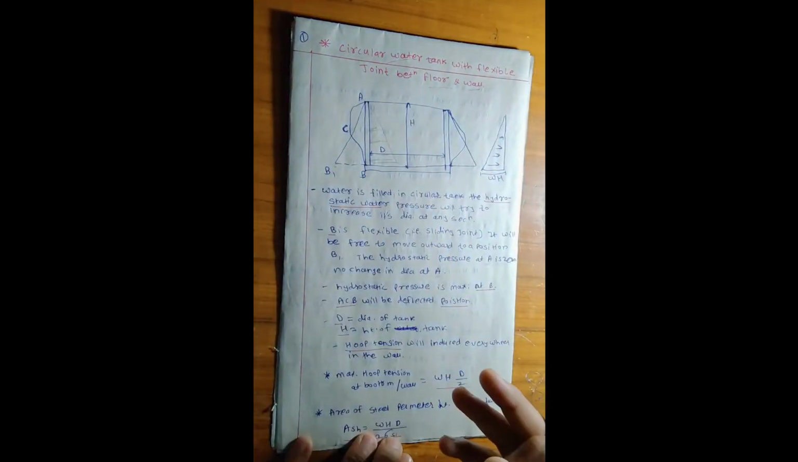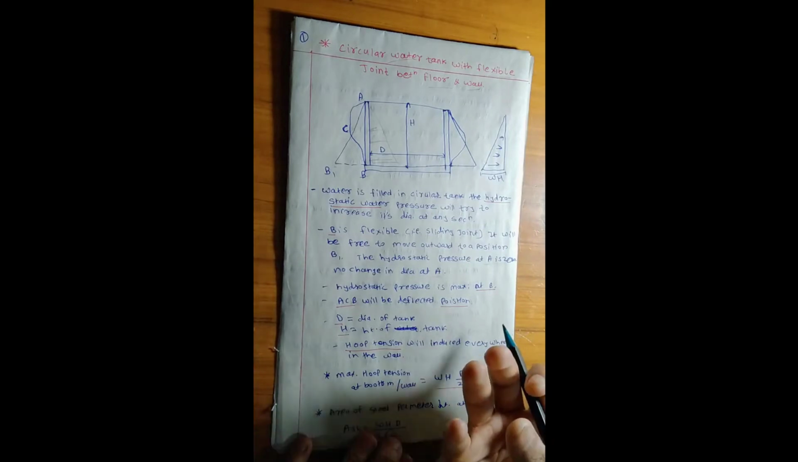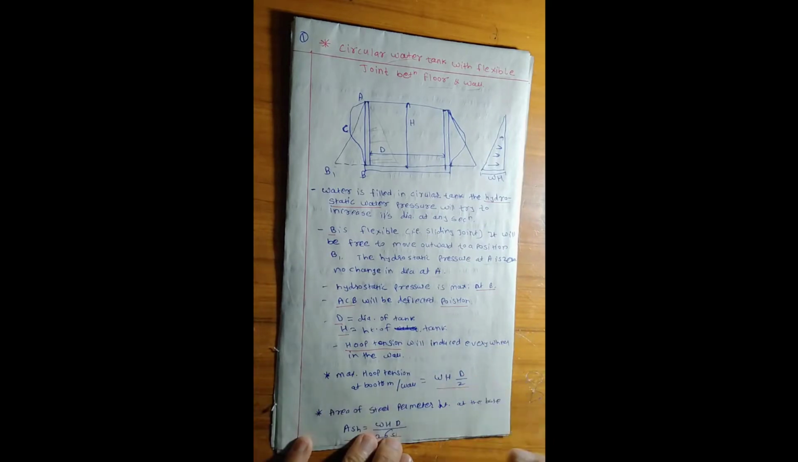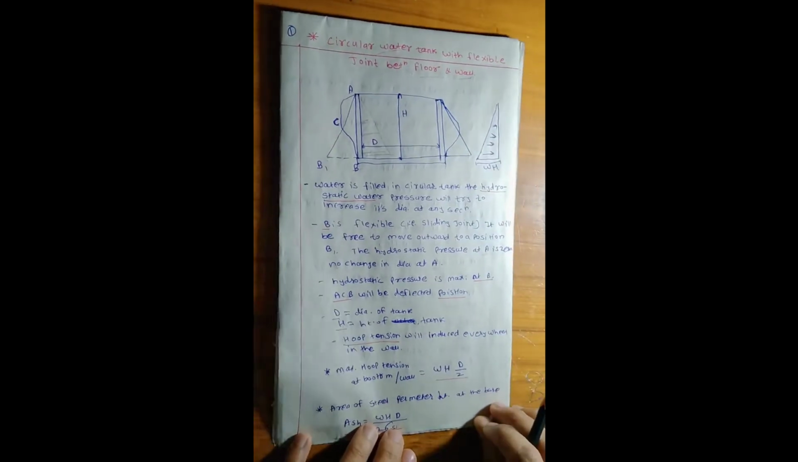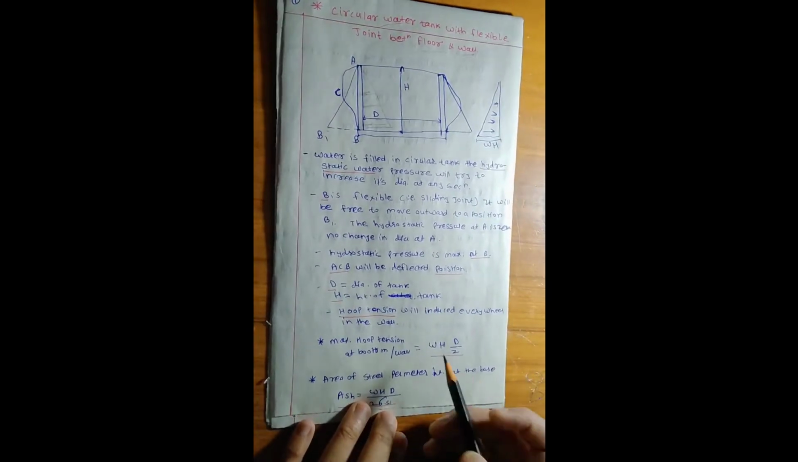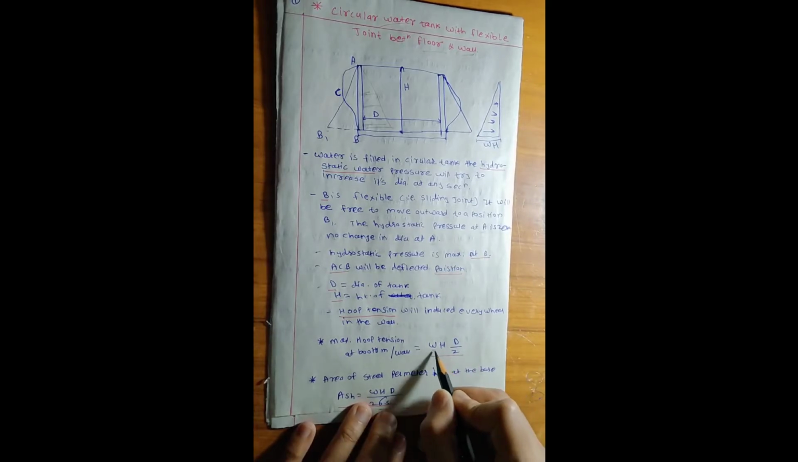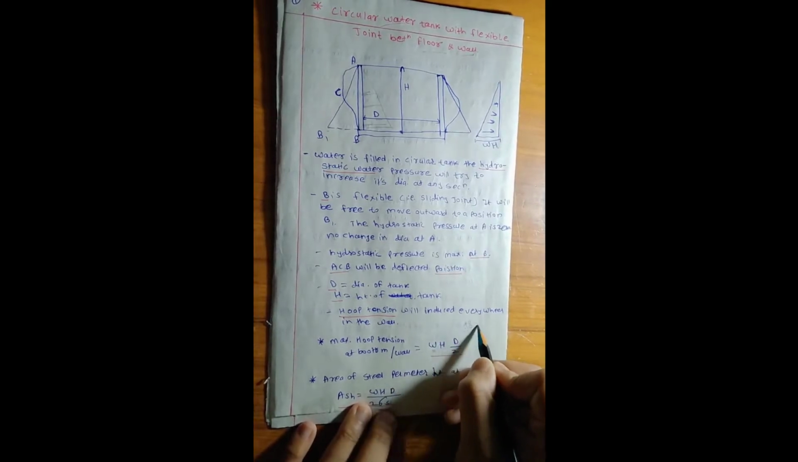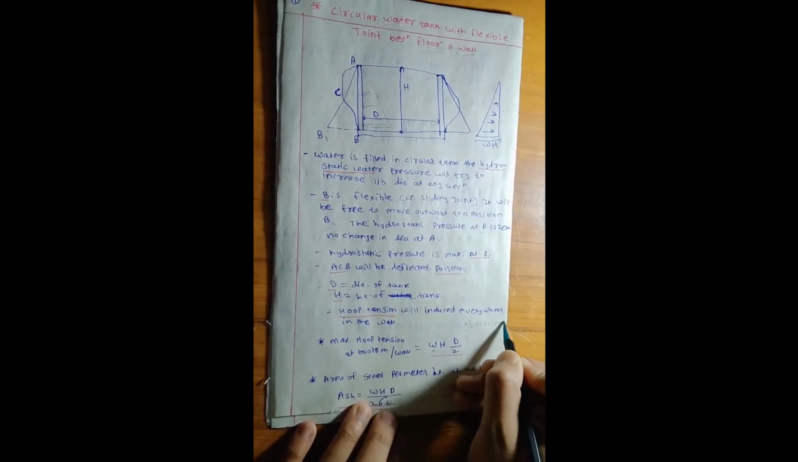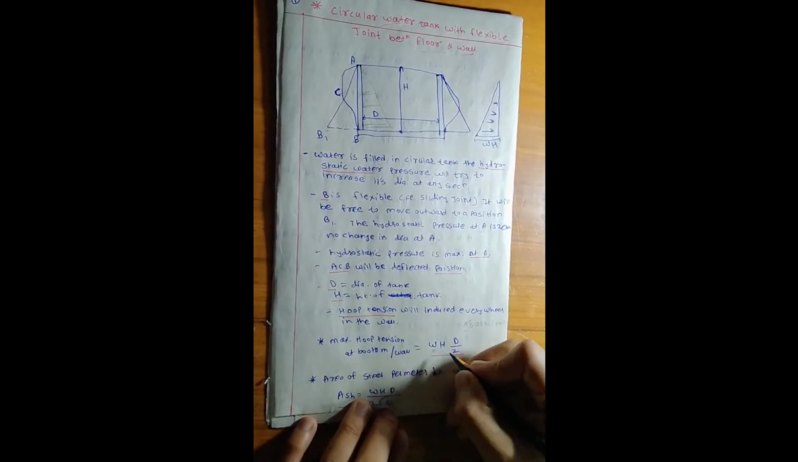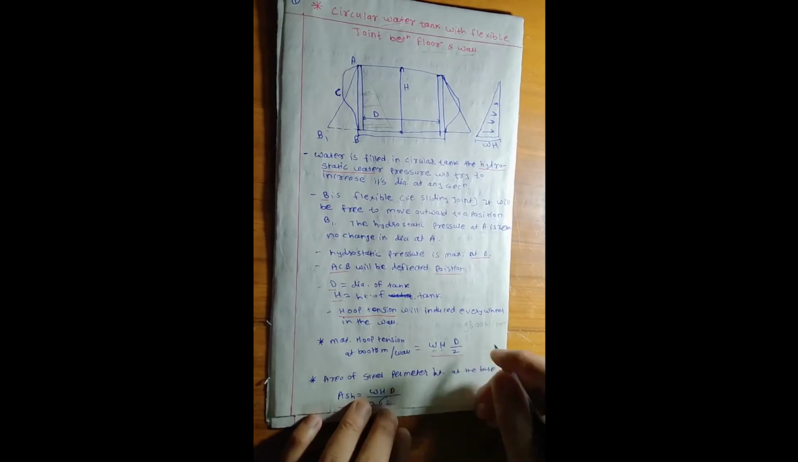Hoop tension is nothing but the stresses developed at the circumference of the surface due to hydrostatic pressure. The formula for the maximum hoop tension is equal to WH into D by 2. W is the density of the liquid, so here W is the density of water, which is approximately 9.8 kN per cubic meter. H is the height of the tank and D is the diameter of the tank.